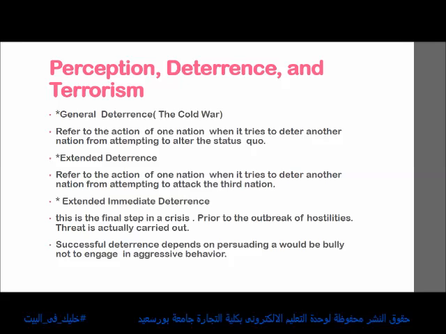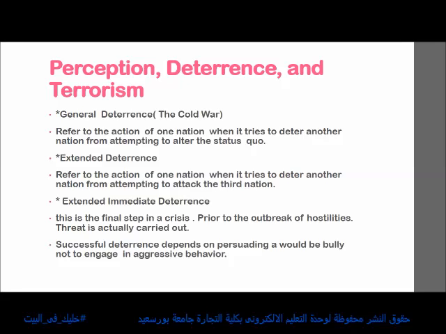And refer to the action of one nation when it tries to deter another nation from attempting to alter the status quo، حينما يحدث هزة للوضع الحالي. ففي محاولة ان انت ايه to attempting to alter the status quo. ده اللي هو general deterrence.